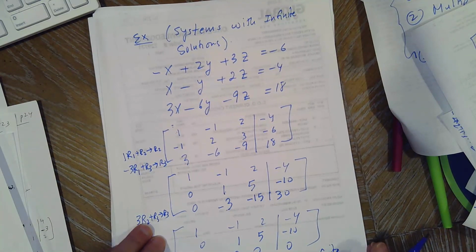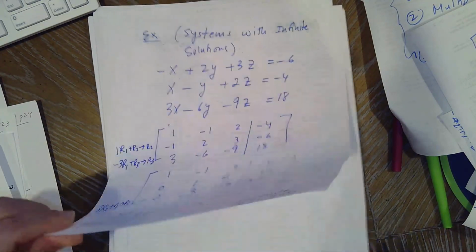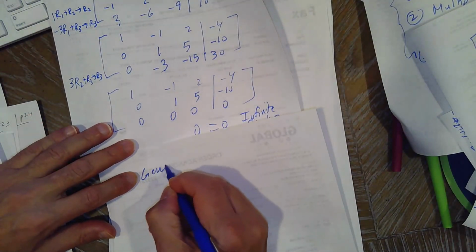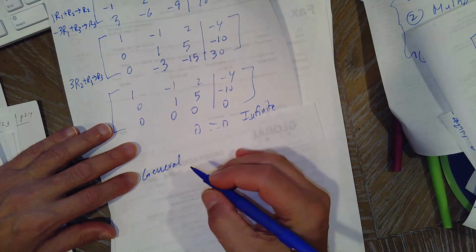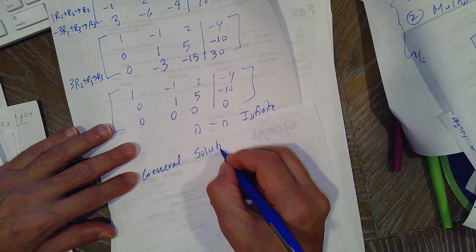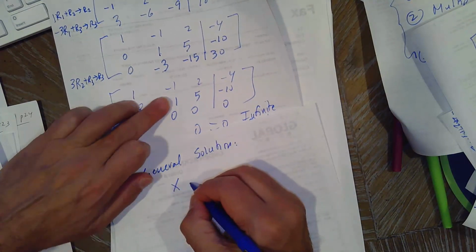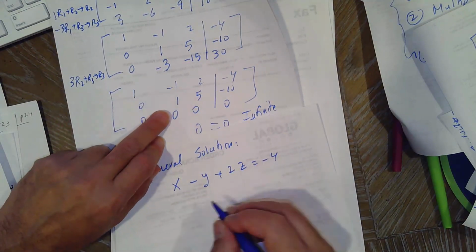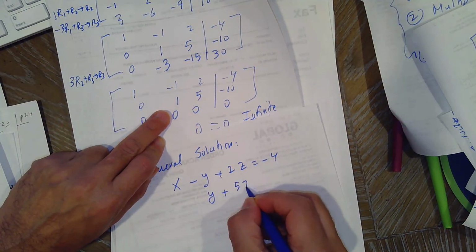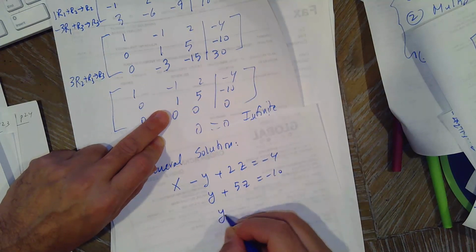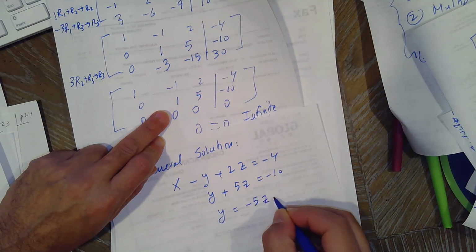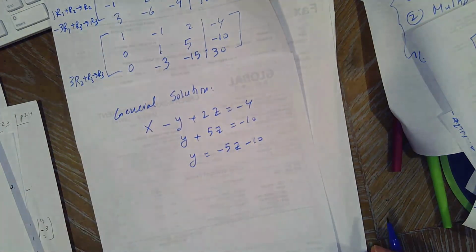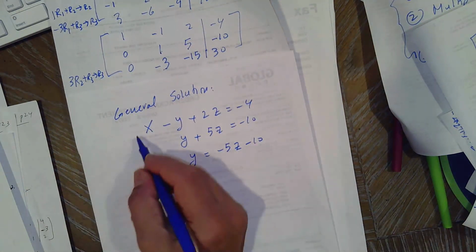And how do we write the infinite solution? It's not just enough to say infinite. We're going to list the general solution, just like we did in 10.2. So we have x minus y plus 2z equals negative 4, and we have y plus 5z is negative 10, so y is negative 5z minus 10. So we got y in terms of z, and we need to write x in terms of z.